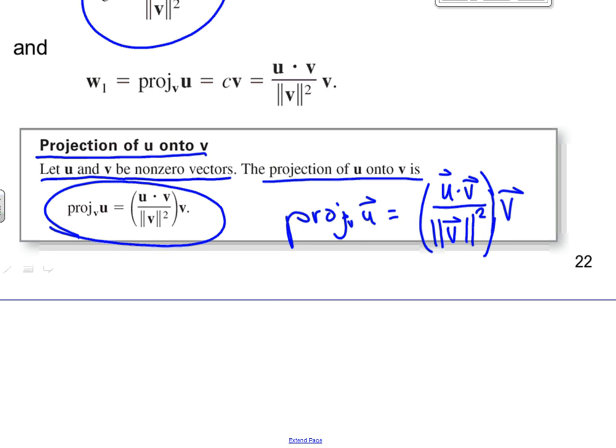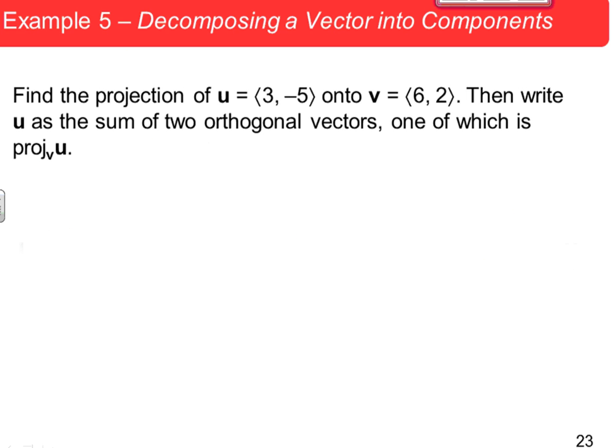So we're going to do example 5, which uses this projection method, and then we'll be done with our new notes for today. Are you ready for me to move on? Yep. Okay, so this is number 5, and it says find the projection of U, which is (3, -5), onto V, which is (6, 2), using that formula, and then write U as the sum of two orthogonal vectors, one of which is that projection vector.